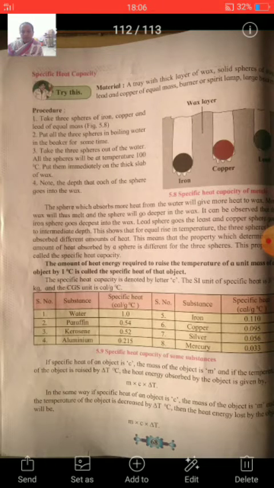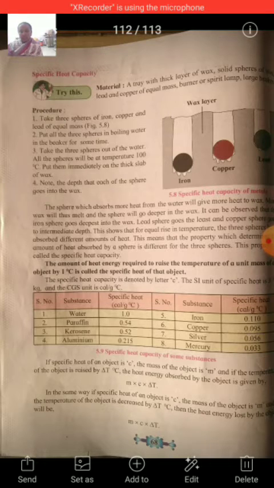This shows that for an equal rise in temperature, the 3 spheres have absorbed different amounts of heat. This means that the property which determines the amount of heat absorbed by a sphere is different for these 3 spheres, and this property is called the specific heat capacity.